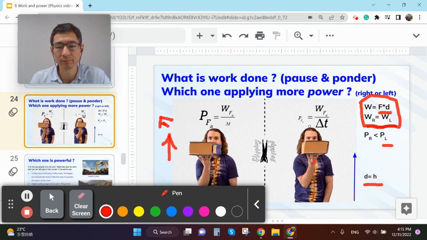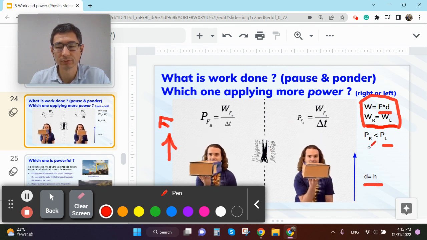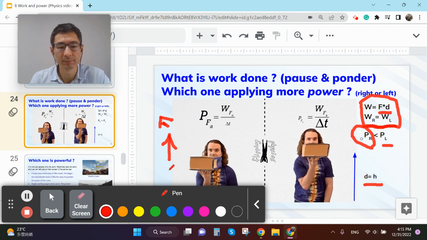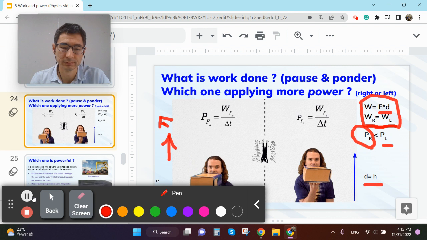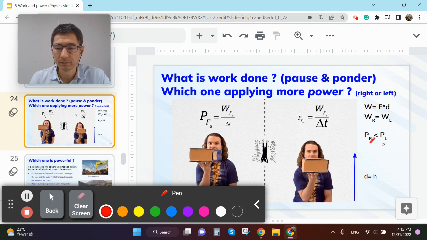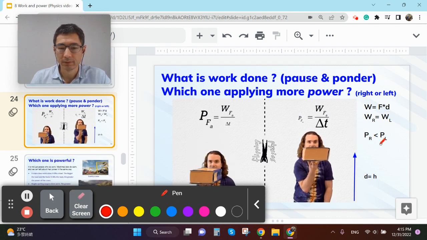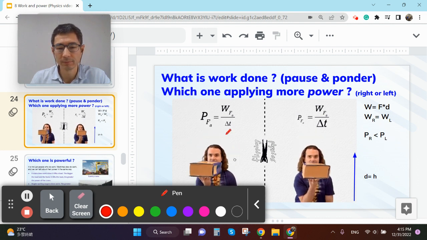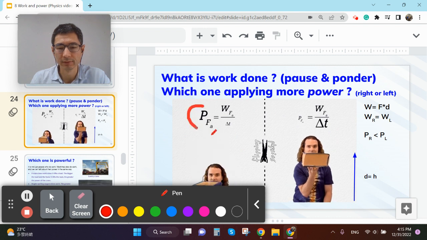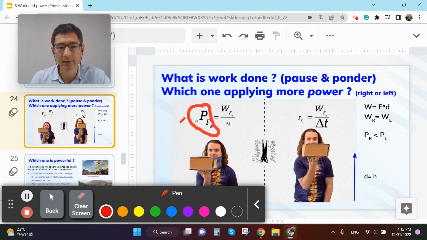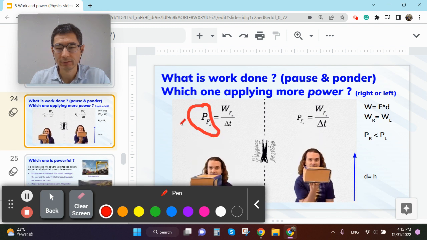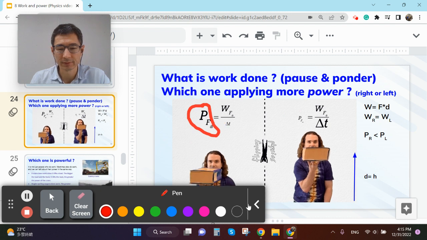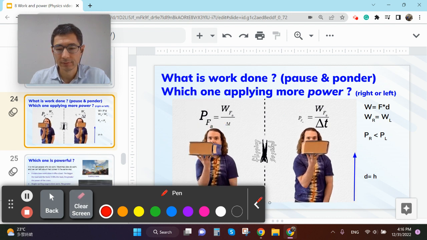In a shorter time, he is doing the same work. But the teacher on the right is doing the work in a longer time, so he's applying less power. So the teacher on the left is more powerful. Here the power increases, and here the power is decreasing.